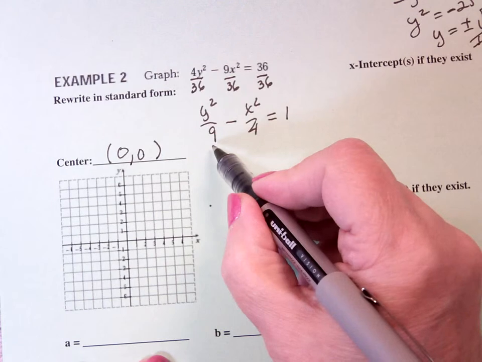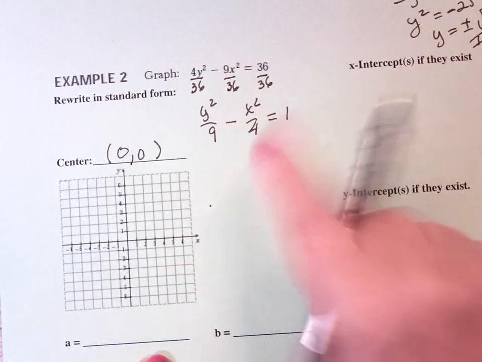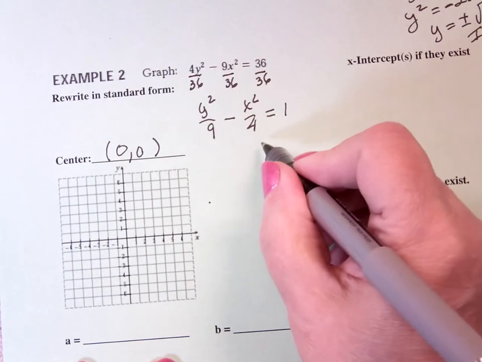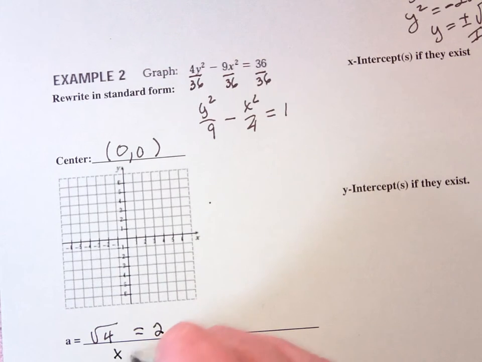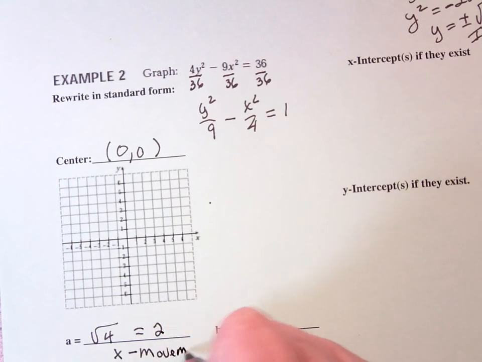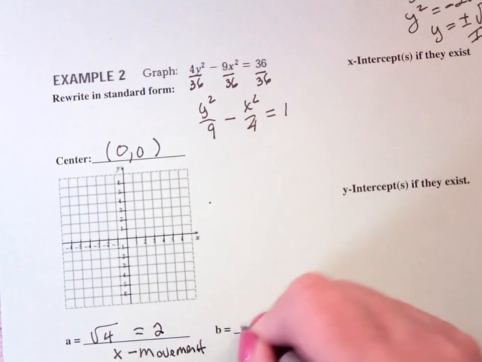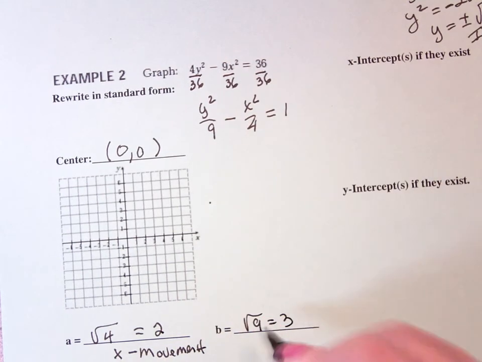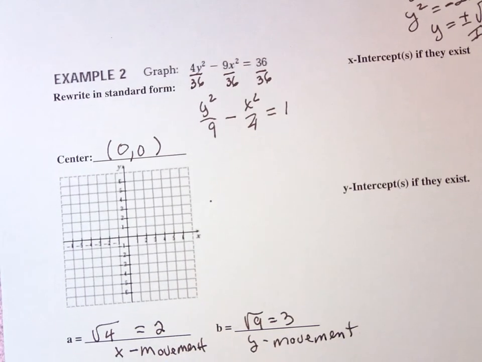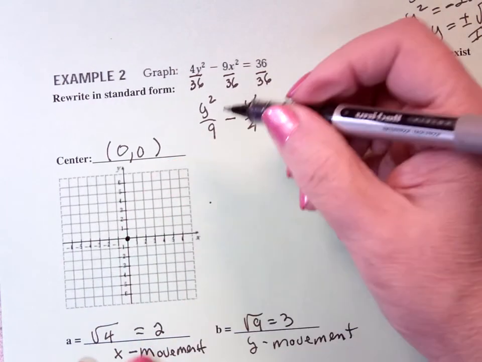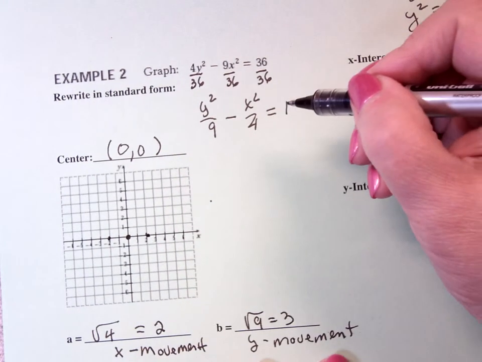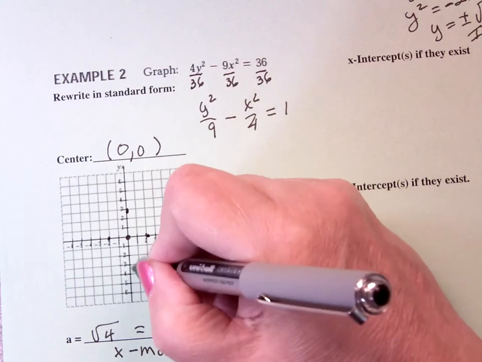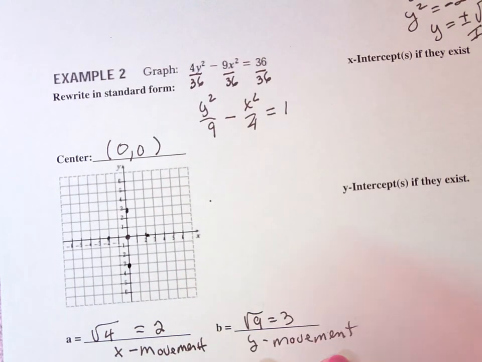And A, well, it's going to be X or Y. So movement on the X, square root of 4 is 2, so this is X movement. 9, so square root of 9 is 3, Y movement. So from center, on the X, I move plus 2, minus 2. From center on the Y, plus 3, minus 3. And then I draw my box.